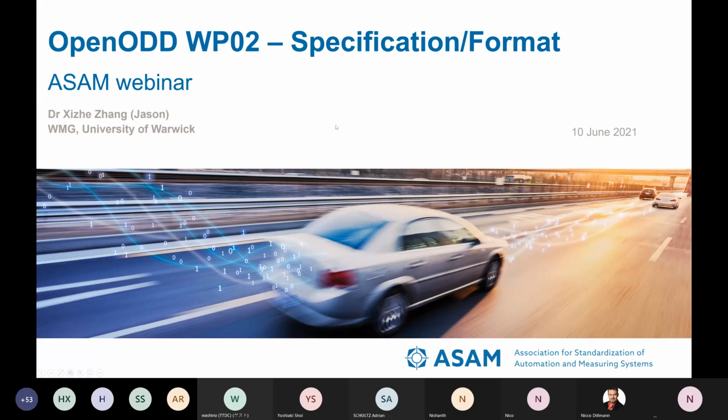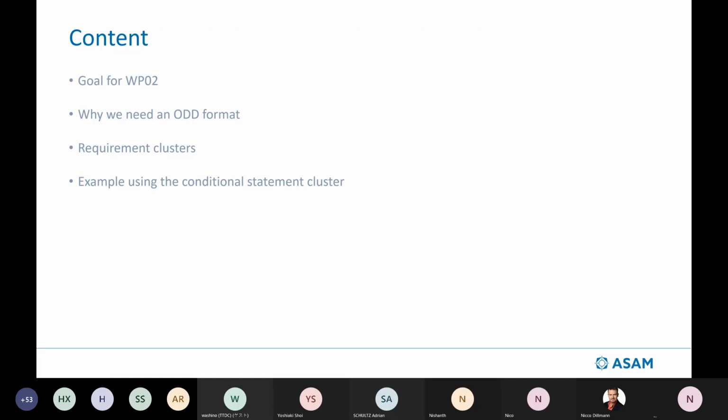And yeah, so without further ado, let me just jump into the scope and the content that I'm going to cover in today's slides. First, I will talk about the goal for work package 2, and then I will discuss why we feel we need such a format, and then I will talk about the requirements clusters, which is the outcome derived from our requirement list. And then in the end, I will go through one example of a requirement cluster and illustrate some of the ideas we have at the moment.